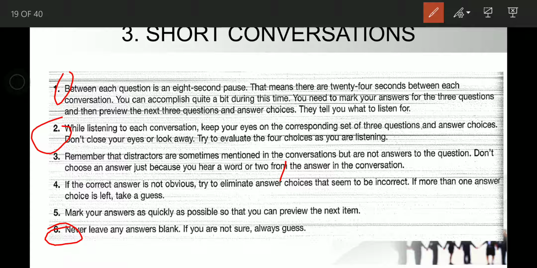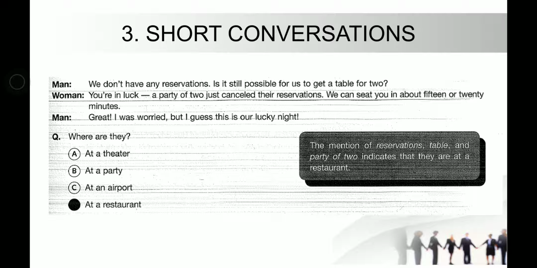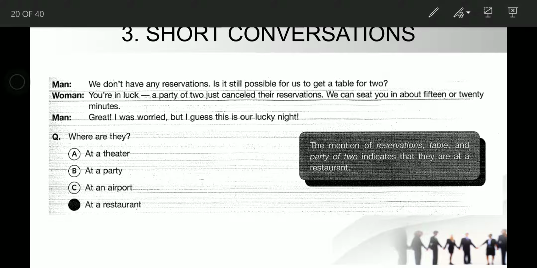Okay. So this is a sample. There will be a conversation here. So this one is the conversation between a man and a woman.